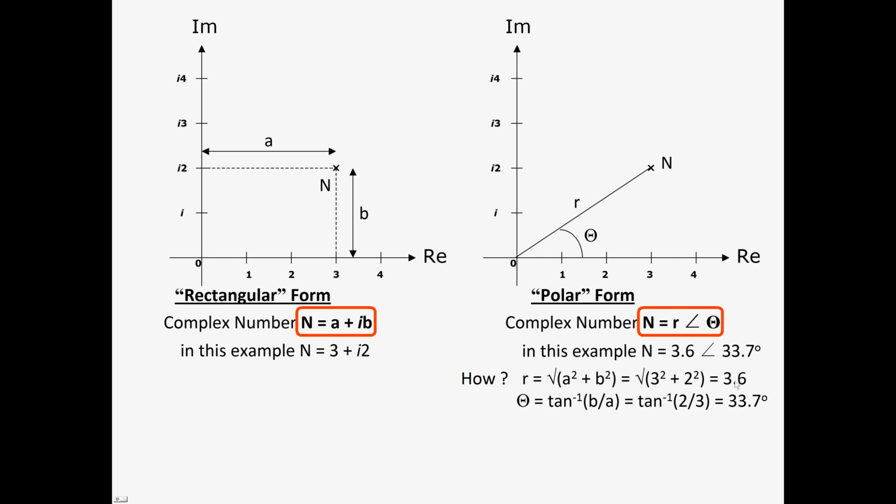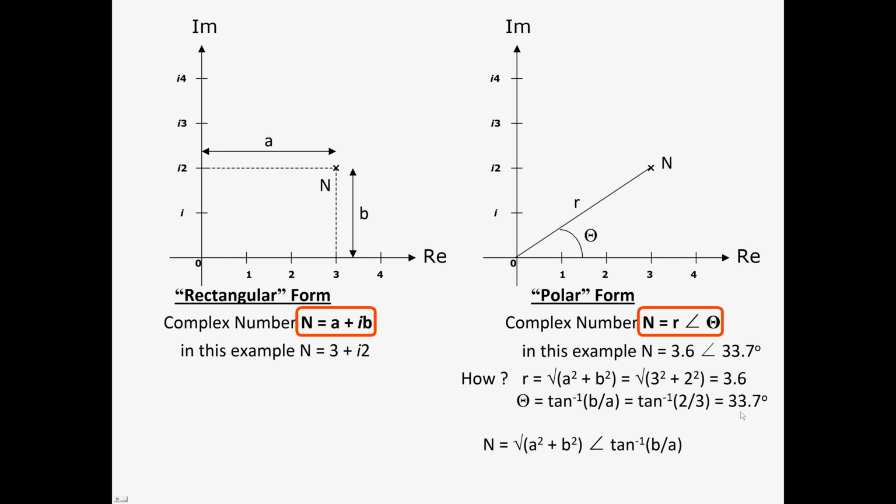Similarly, the angle theta is tan to the minus 1 of b over a. From basic trigonometry, the distance b divided by the distance a is the tangent of the angle theta. So the angle theta is tan to the minus 1 of b over a, which is tan to the minus 1 of 2 over 3, which is about 33.7 degrees.